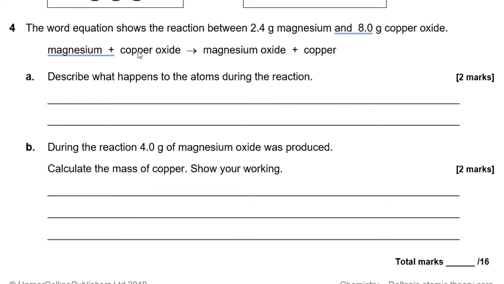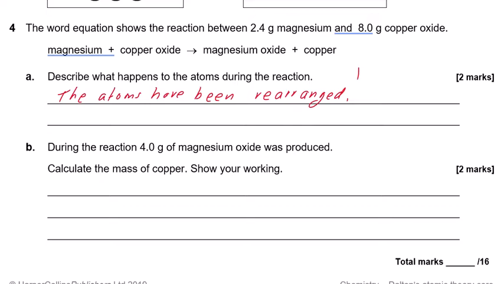So it looks as if either you could say that the oxygen goes from the copper to the magnesium, or you could say that the magnesium joins onto the oxide and gets rid of the copper. Does not really matter, but what you're talking about is the atoms get rearranged. Okay, so first thing that you would say is that they are rearranged. So the atoms have been rearranged. Yep, and for that you get one of these two marks. Okay, one mark there.